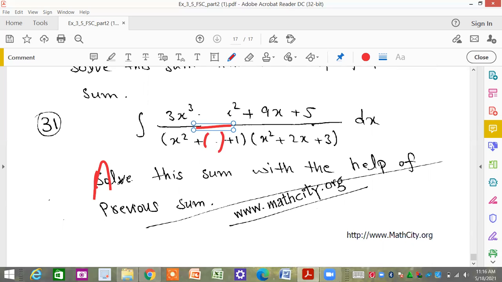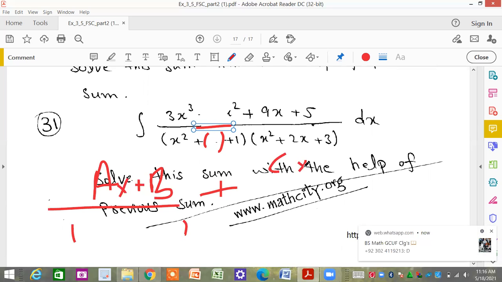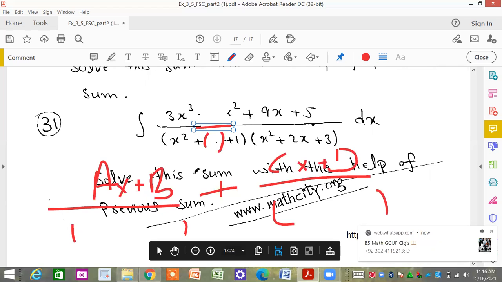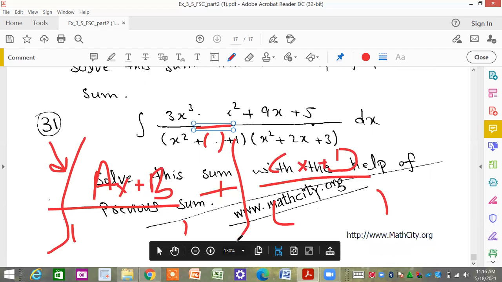This will be equal to ax plus b over this expression whole, plus, you can see this expression from your book, plus cx plus, over x square plus 2x plus 3. Simply, we are discussing the method of solving these kinds of questions. After more and more simplification, we will be able to find the values of a, b, c and d. After putting these values, we will integrate this expression and reach the final answer.